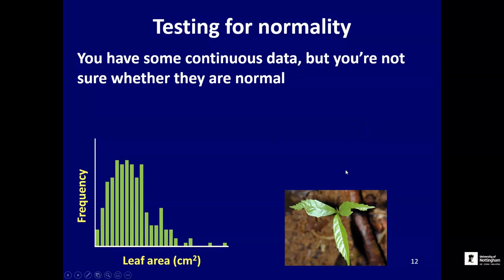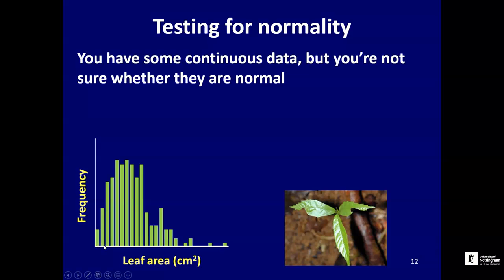And here's an example. We might measure the area of the leaves of some seedlings on the forest floor, and I've plotted here leaf area against frequency, so this is a frequency histogram of leaf area, and although it's sort of a bit bell-shaped, we've got a definite lopsidedness to this distribution. There's a long tail on the right and the data are kind of squidged up against the left-hand side.